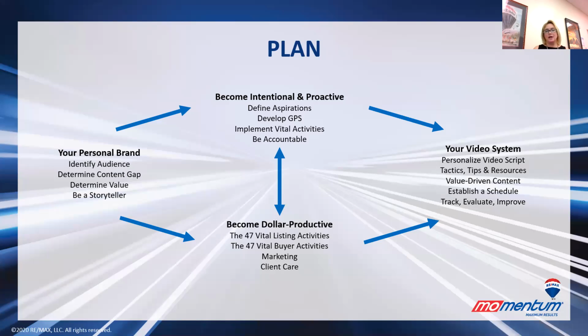We cover those items specifically in the real estate perspective course that will come around again in just a couple weeks. You want to become dollar productive too. There's 47 vital listing activities, 47 vital buyer activities, as well as your marketing systems and your client care. And those bounce off of each other right there, as you can see in this graph.